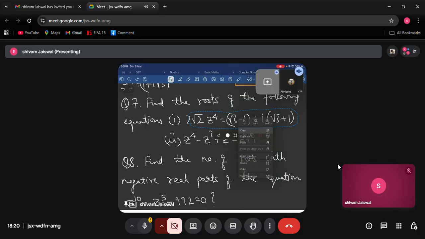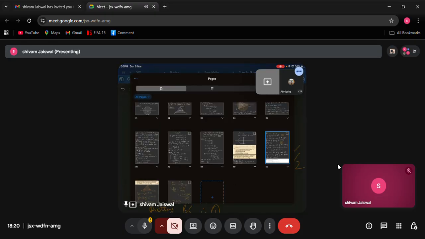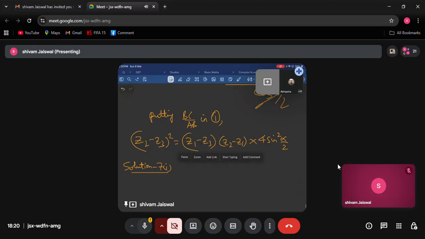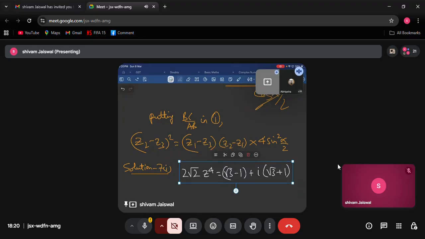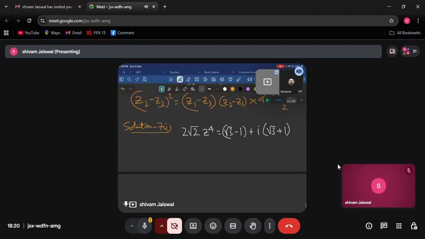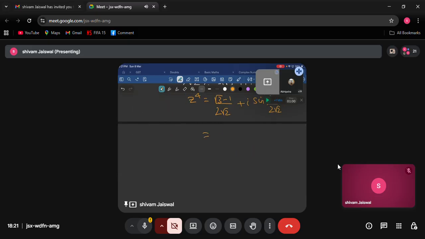For what value of theta, cos theta is equal to root 3 minus 1 by 2 root 2? 75 degree? Right, tell me everyone. This is equal to root 3 minus 1 by 2 root 2 plus iota into sine root 3 plus 1 by 2 root 2. So tell me everyone, for what value of theta cos theta is root 3 minus 1 by 2 root 2? That is cos 75 degree. Okay, so this will be equal to cis 5 pi by 12.